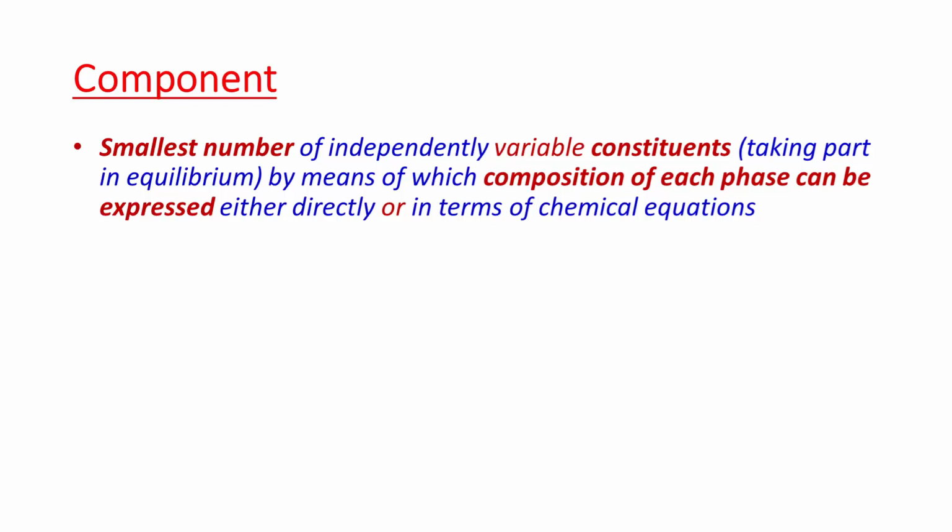In this session, we will discuss component of the phase rule. How to define the component? It is the smallest number of independently variable constituents taking part in equilibrium by means of which composition of each phase can be expressed either directly or in terms of chemical equations. It is denoted by capital C.